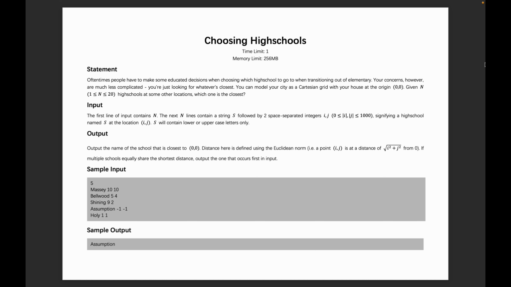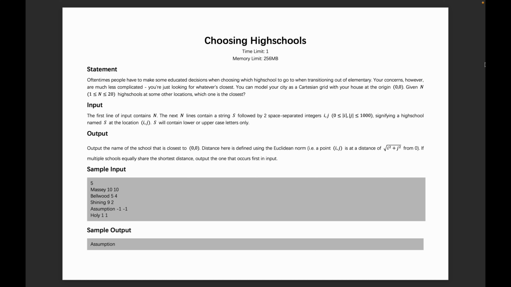It is called Choosing High Schools. Statement: people have to make some educated decisions when choosing which high school to go to when transitioning out of elementary. Your concerns, however, are much less complicated. You're just looking for whatever's closest. You can model your city as a Cartesian grid with your house at the origin, 0, 0. Given n high schools at some other locations, which one is the closest?